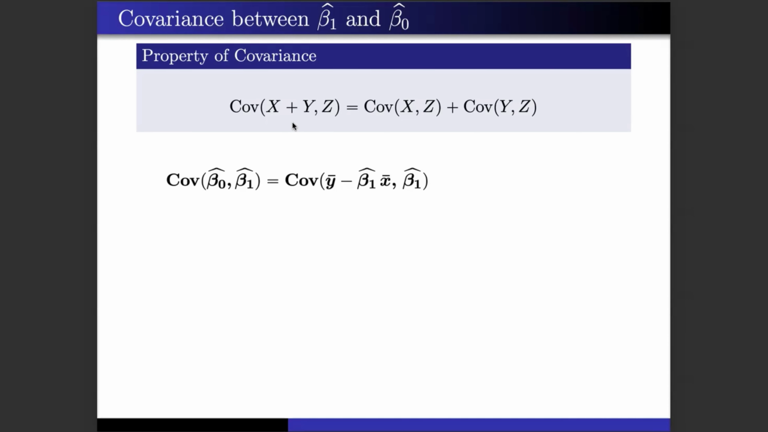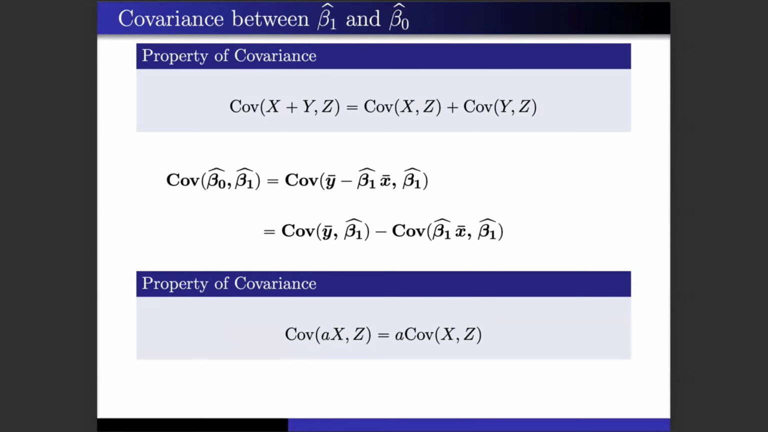And then we use the property I have stated over here, that is covariance of x plus y comma z is equal to covariance of x comma z plus covariance of y comma z. When we use this property, we get covariance of beta naught hat comma beta 1 hat is equal to covariance between y bar comma beta 1 hat minus covariance between beta 1 hat x bar comma beta 1 hat. In the next step, we use another property of covariance, that is covariance of a x comma z is equal to a times covariance of x comma z.